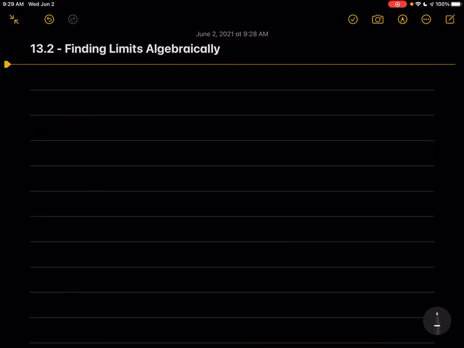In the previous section, we talked about finding limits graphically, but in this section, we're going to be talking about finding limits algebraically without graphs. So to do that, we're going to gather some tools that will help us find limits algebraically. The first set of tools that we're going to need are some special common limits.